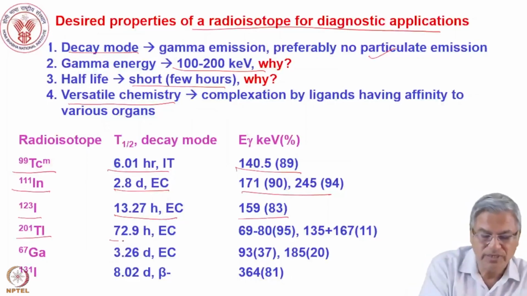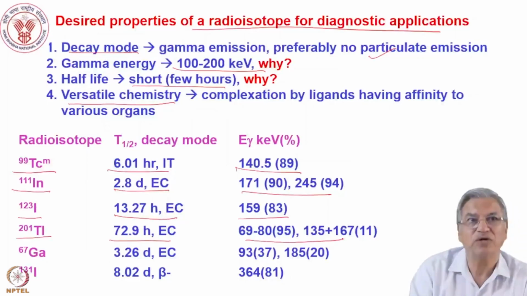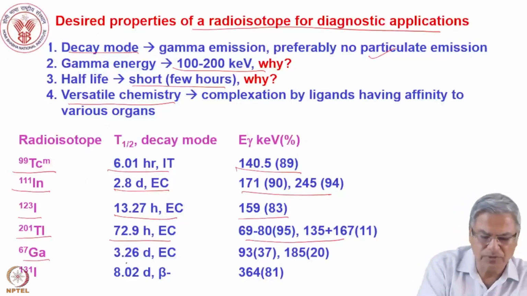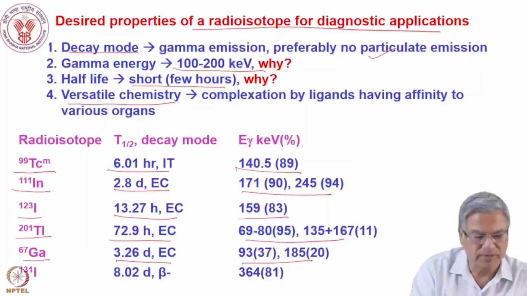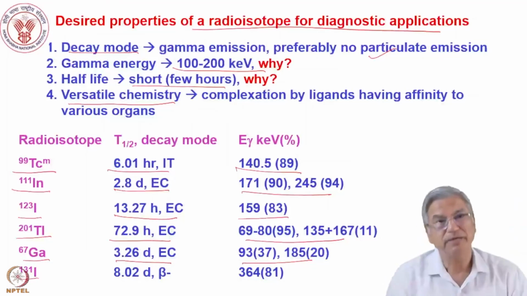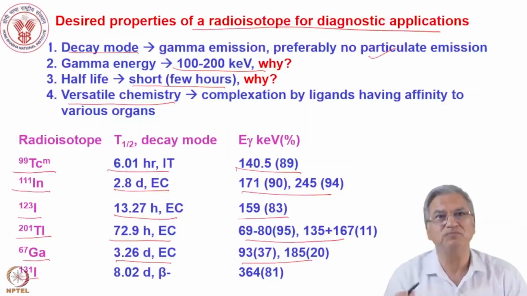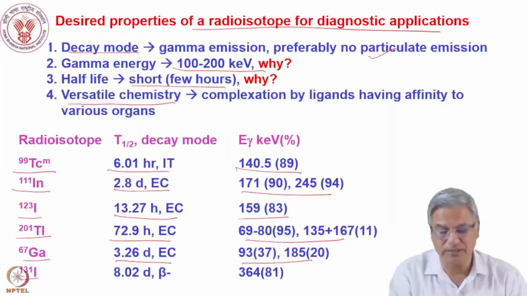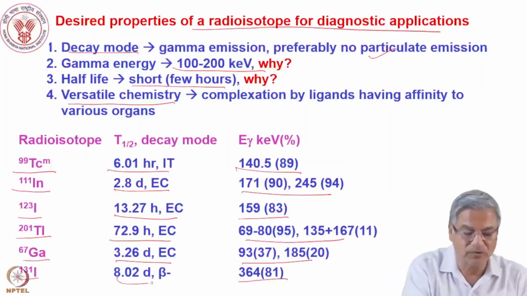Thallium-201, you can see half-life and gamma energies are quite good. Gallium-67, 3.26 days and good. And iodine-131, though the half-life is long, you will find in many applications it is very, very useful, because it can be used in both diagnosis and therapy. It has the gamma ray energy, it has the particulate emission also.